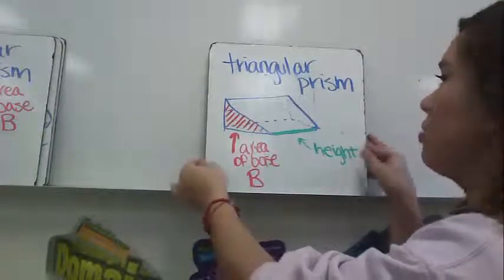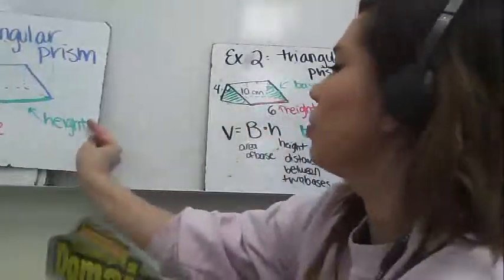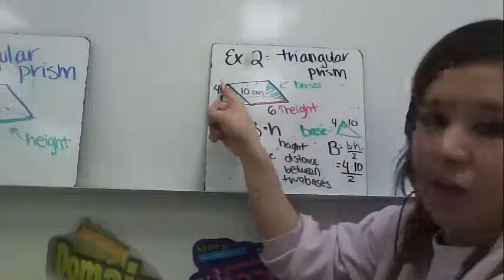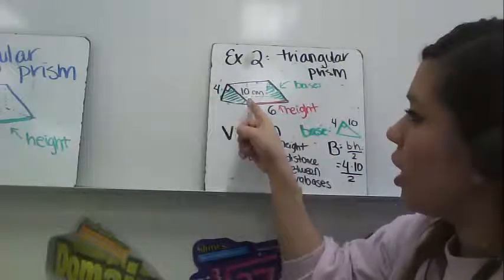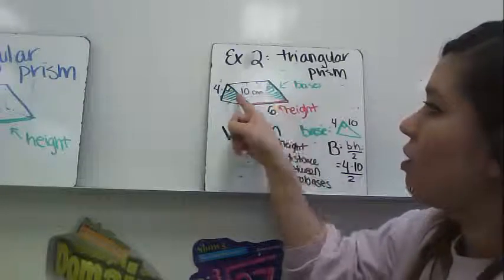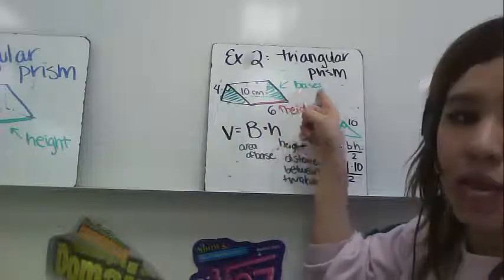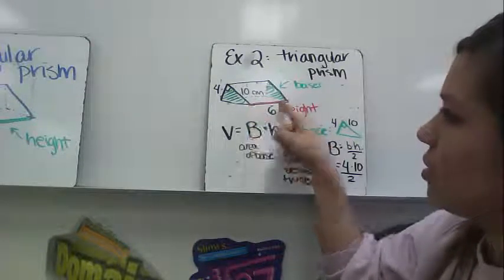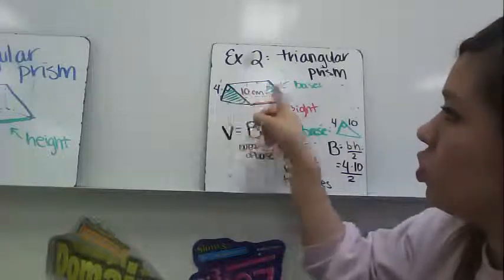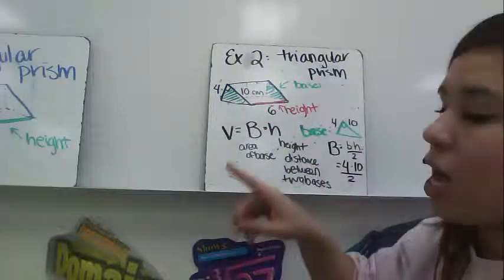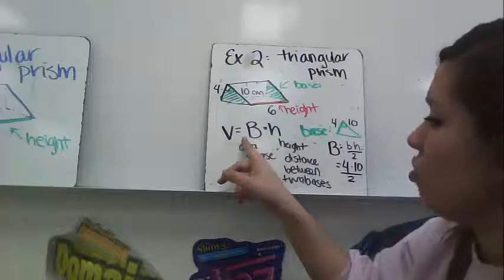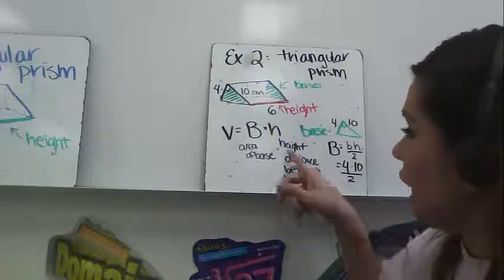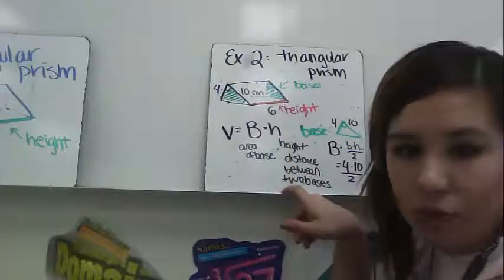Let's apply it. So in example 2, here's my triangular prism. And we have dimensions of 4, 10, and 6. I have these two bases, which are my green. My height is the distance between them. So my 6 would be the distance between the two greens or the two triangles. I use the same formula, area of the base times the height. And I remember, again guys, that the height is the distance between the two bases.